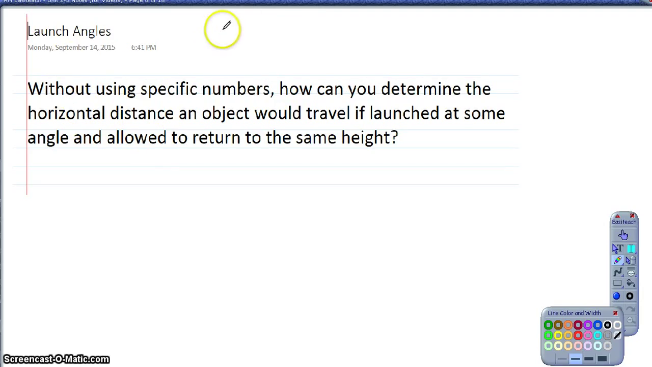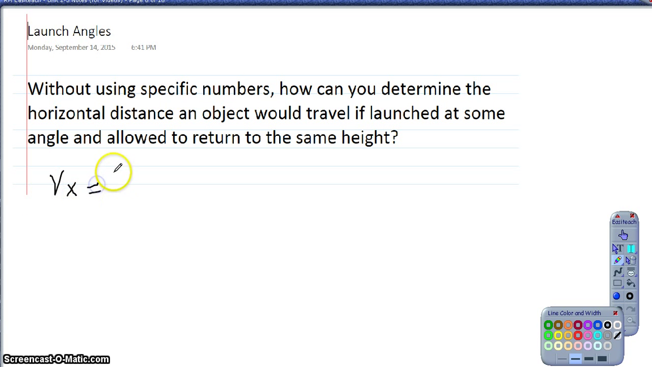Okay, so I'm going to wrap up the third part here of 2-3 notes for the second chapter. Without using specific numbers, how can you determine the horizontal distance an object would travel if launched at some angle and allowed to return to the same height? So they don't want us to use specifics, they want us to do this generically and basically generate an equation representing the horizontal distance. So I'm looking for really my delta x, right?